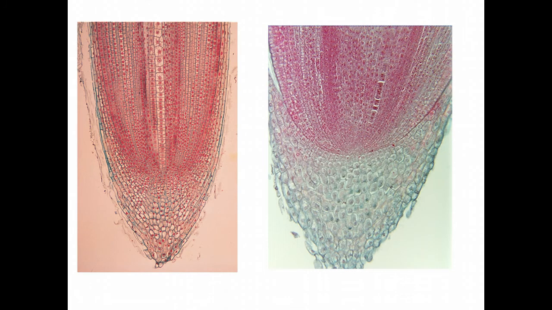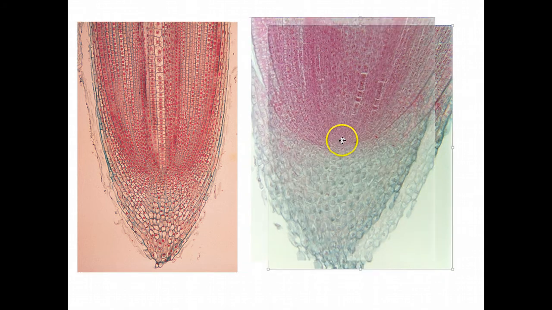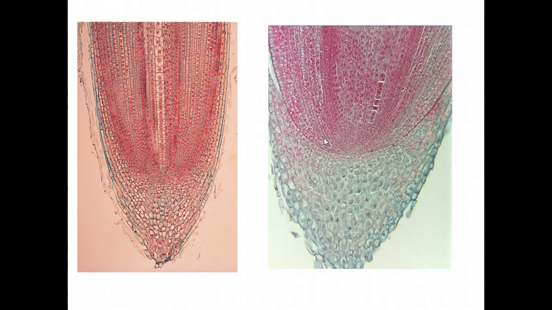Now we have the other end, which we can look at. It's a little more difficult to see, but again, there's a zone right here where divisions occur. And if I go to this one, you can start seeing these cells elongate. And the root then is pushed down.